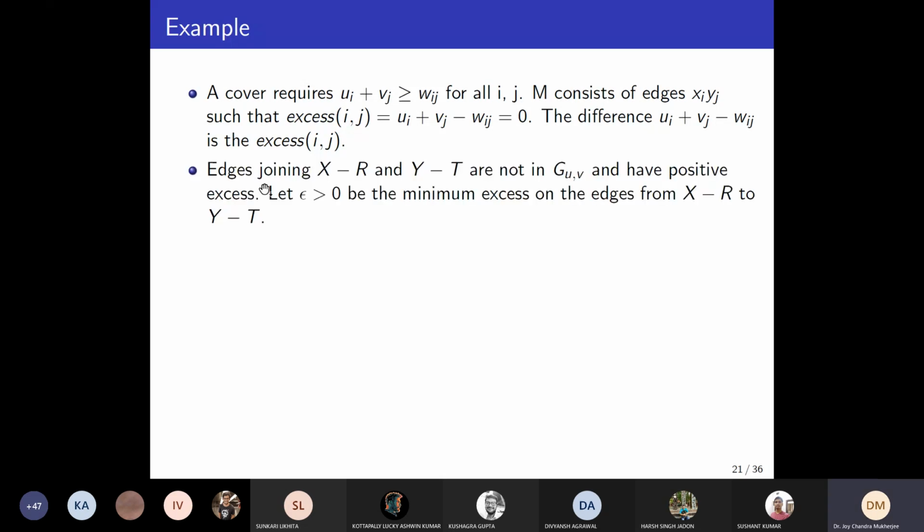Edges joining X minus R and Y minus T are not in the equality subgraph G_UV. And why is that so? Because they have positive slacks. That is why they are not there in the earlier graph. Now epsilon is the minimum slack among all those edges from X minus R to Y minus T.